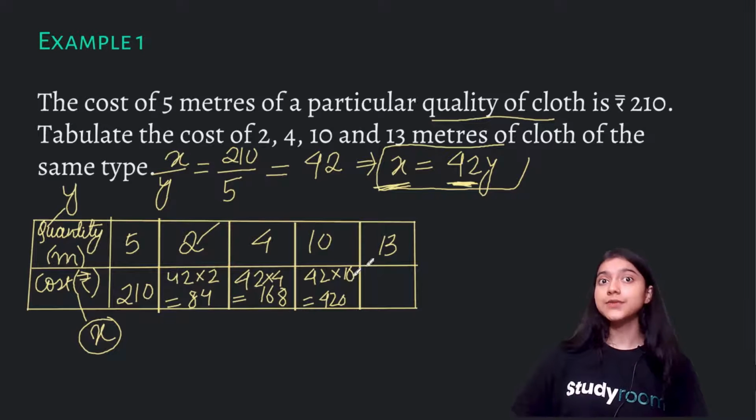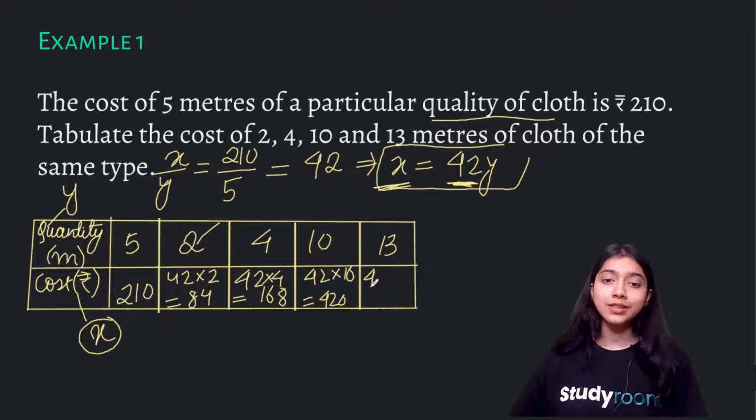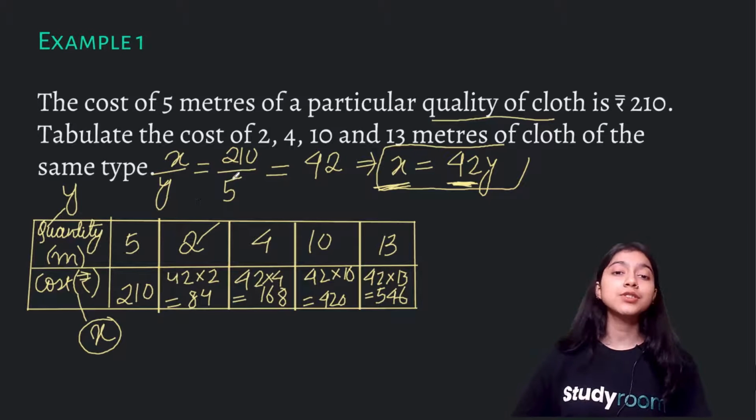And in the last case, we have to multiply 42 with 13. So 42 will be multiplied with 13 and this gives us 546 rupees. So this will be the answer of the cost of 2, 4, 10 and 13 meter cloth.